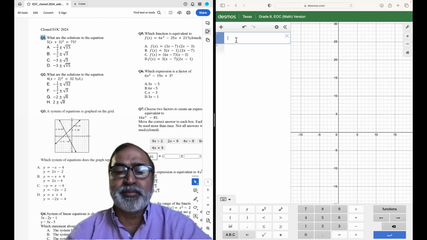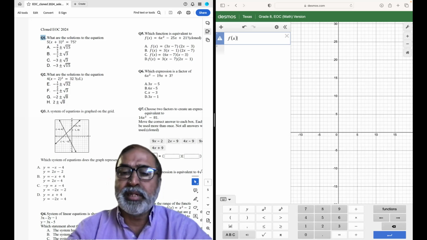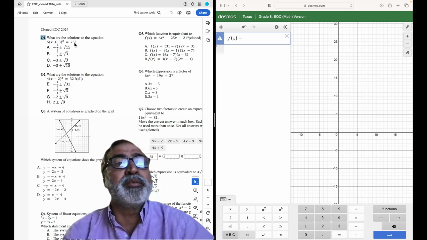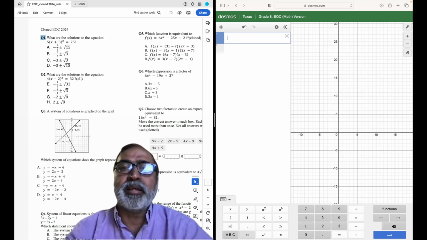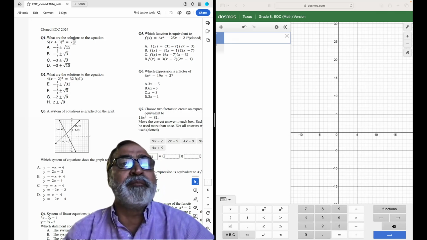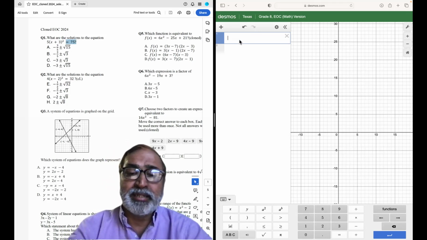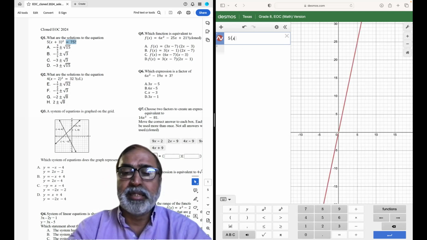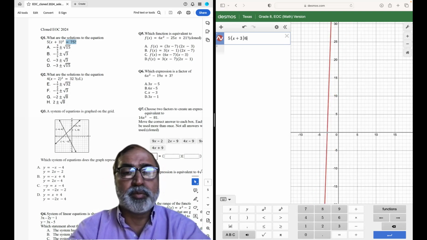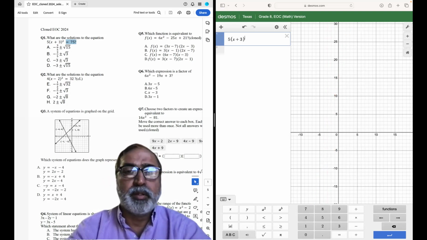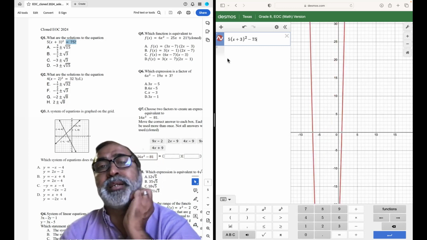So what we can do in Desmos, as you should know by now, is that your quadratic equation has to equal 0 to type it in Desmos. So I will subtract 75 from both sides, so that it is equal to 0, and I can type it just like that: 5(x + 3)² - 75. So when you subtract 75 from both sides, you get this.